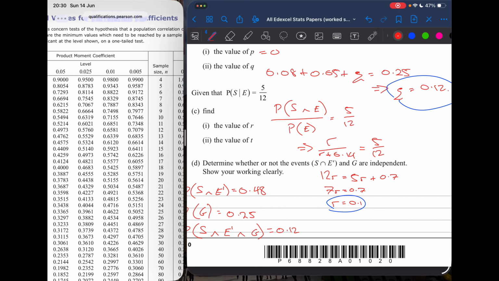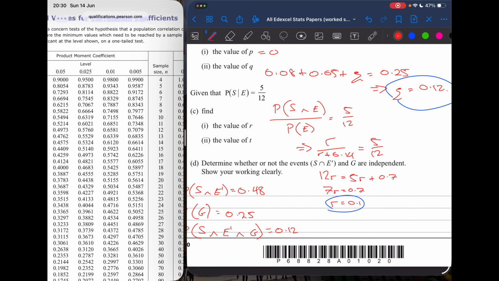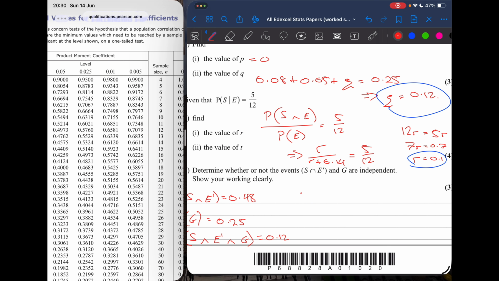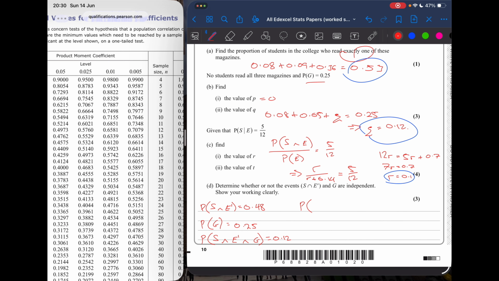We have everything then. Let's fill in the equation that we would normally know for independence. So the thing that's always true if they're independent. We need to check whether that triple intersection, S intersection not E intersection G, is equal to the product of those two individual probabilities, the S intersection not E and the G. So filling it in, what do we get?